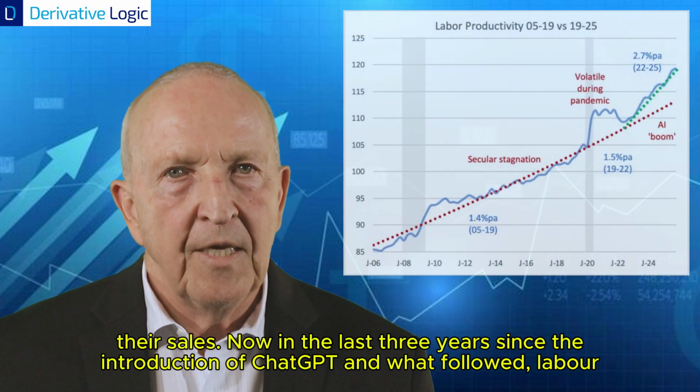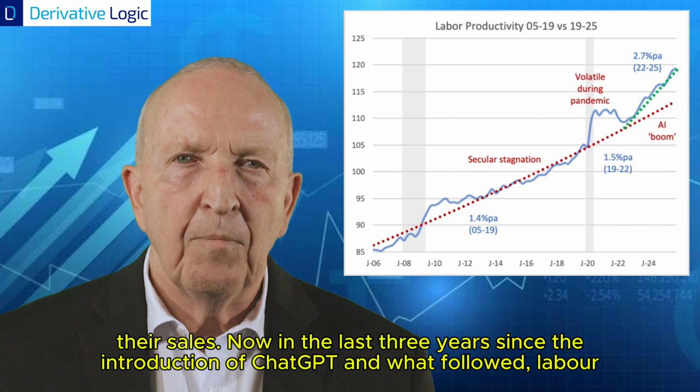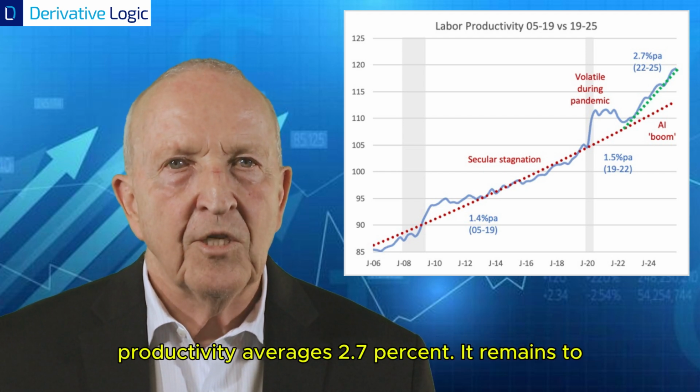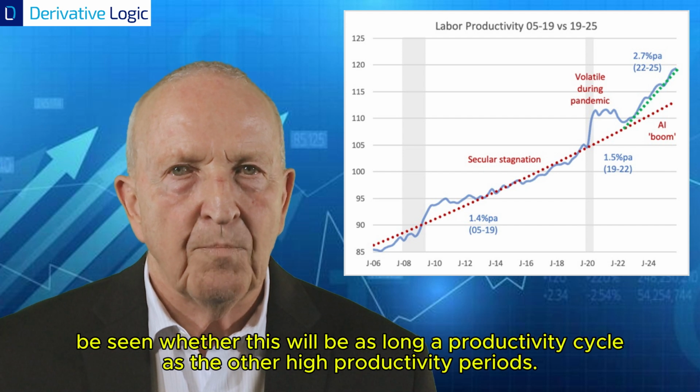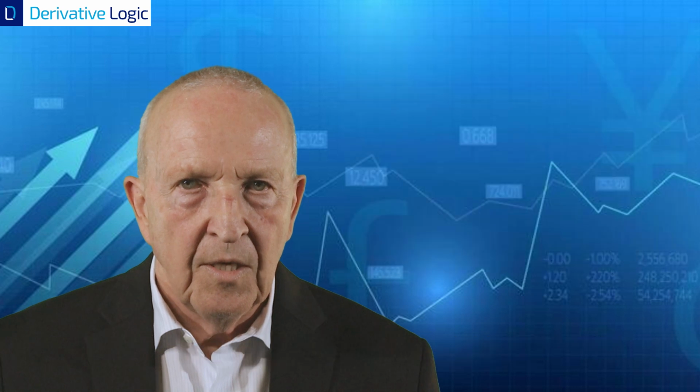Now, in the last 3 years since the introduction of ChatGPT and what followed, labour productivity averages 2.7%. It remains to be seen whether this will be as long a productivity cycle as the other high productivity periods.